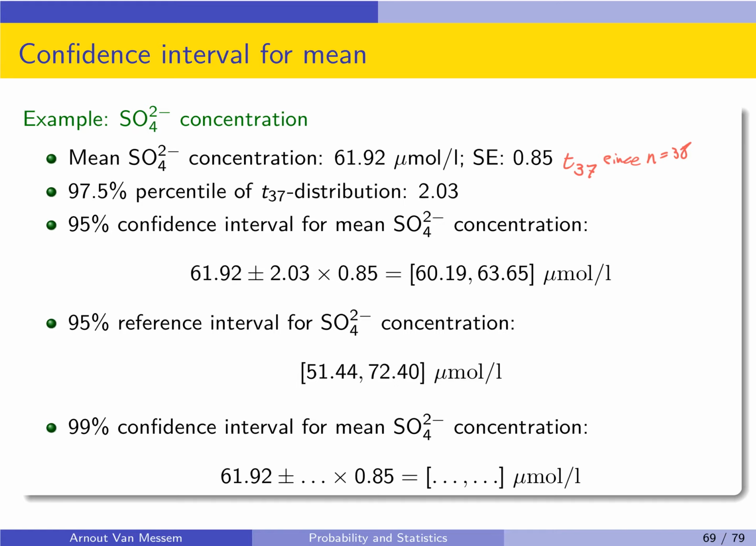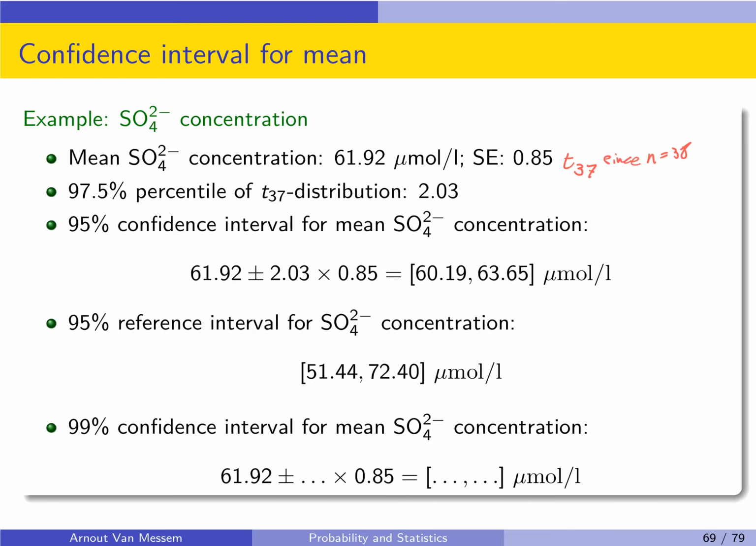If you then compare it with the 95% reference interval, so recall the reference interval was mu plus or minus the quantile times the standard deviation, you had a reference interval from 51 to 72, and so the reference interval is wider than the confidence interval. And this is true in general. Usually the reference interval is broader than the confidence interval, because the reference interval uses the standard deviation and the confidence interval uses the standard error.